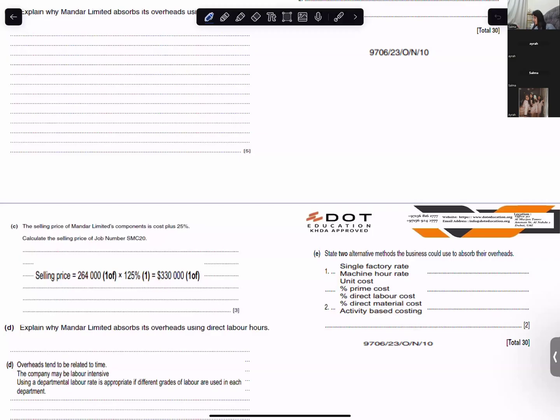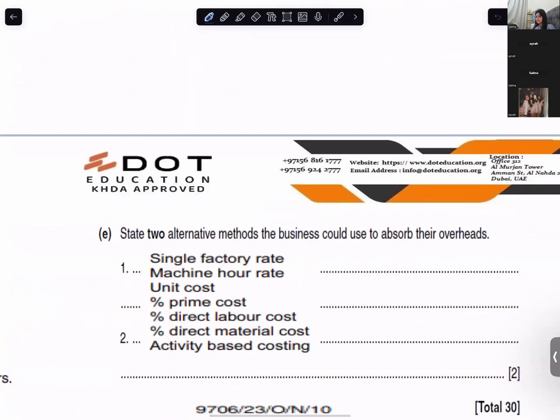The two alternative methods that a business could use to absorb their overheads. Instead of having a separate overhead absorption rate for each department, you can have a single factory rate. You can have a machine hour rate. Or you can set prices as a percentage of prime cost, percentage of direct labor cost, or percentage of material cost. This is the way you can absorb your overheads depending upon the activity level. So these are different methods: overheads are absorbed based on machine hours, labor hours, or units produced. You divide by that activity level, which becomes your basis.